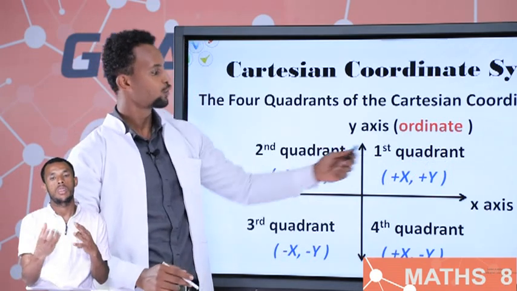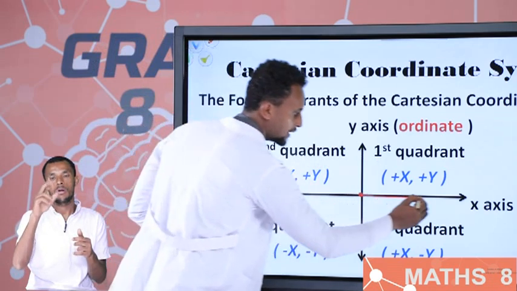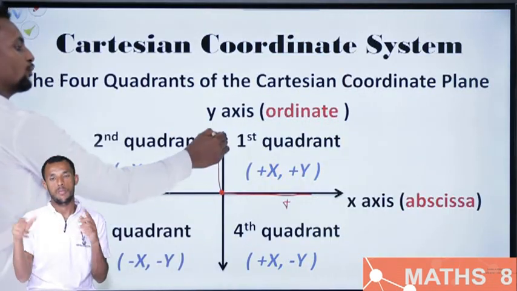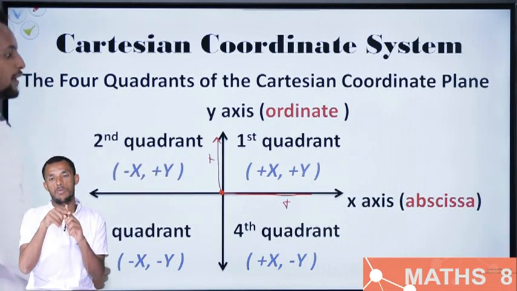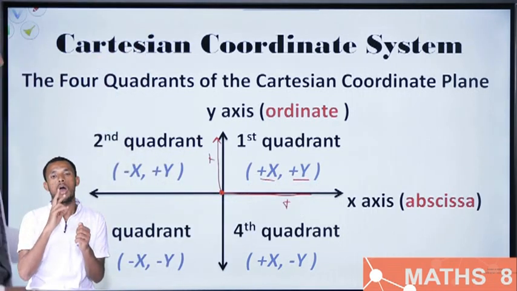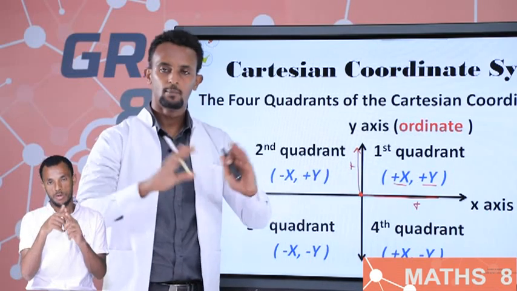In the case of the first quadrant, as you see here, from the origin to the right is a positive value, and from the origin going up is a positive value. Therefore both x and y are positive.